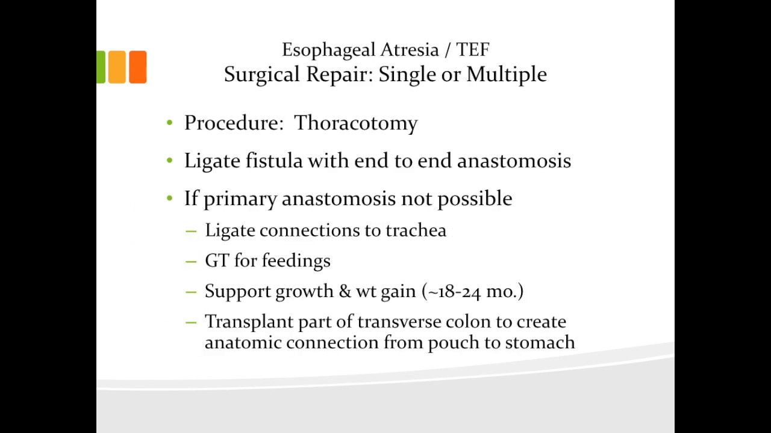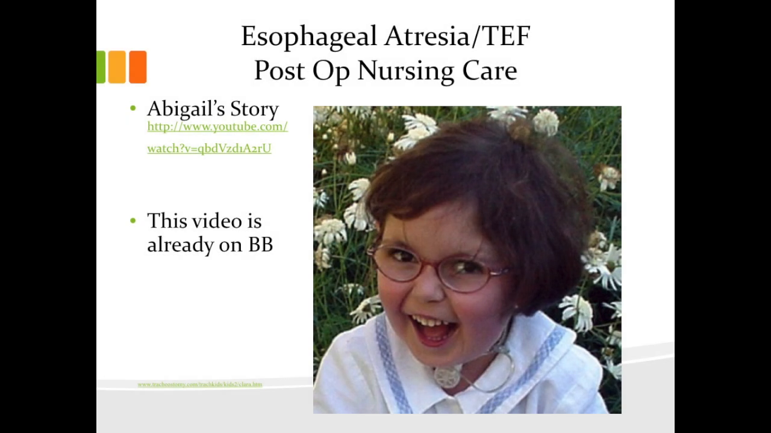So we do surgical repair, and it can be a one-stop shop, or they might have to do a little here and a little there. It does require a thoracotomy, so it's an open procedure. They might even be doing some of this through a scope at this time. But they cut the connections to the trachea. They put in a G-tube for feedings, and we're going to let this kid grow and gain weight for about 2 years, and then they can use a part of the transverse colon to connect the esophageal pouch to the stomach. Pretty cool, huh?